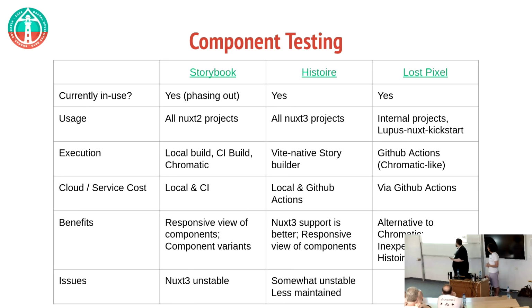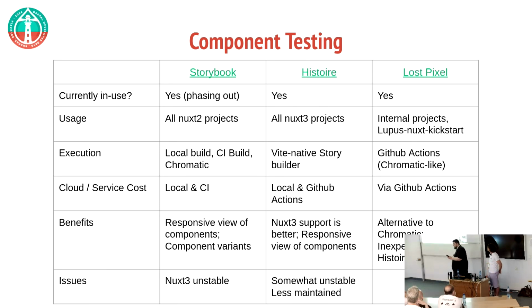Yeah, so next we have component testing. We were using Storybook on the Nuxt 2 project. It's a good way to have a list of components and visualize different component states and also edge case states.